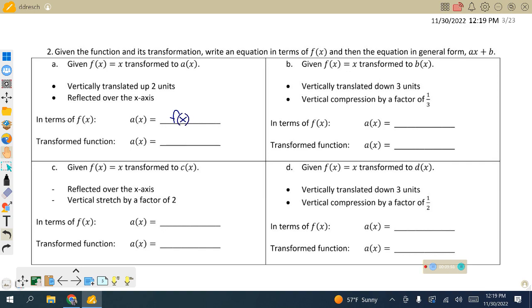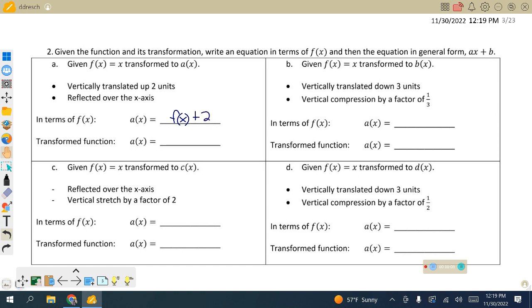Okay. Now how am I going to transform that? It says I want to vertically translate it up 2 units. So if I'm going up 2, where does that 2 have to be located? At the end, and what is that 2 going to be? That's all I'm looking for, exactly.